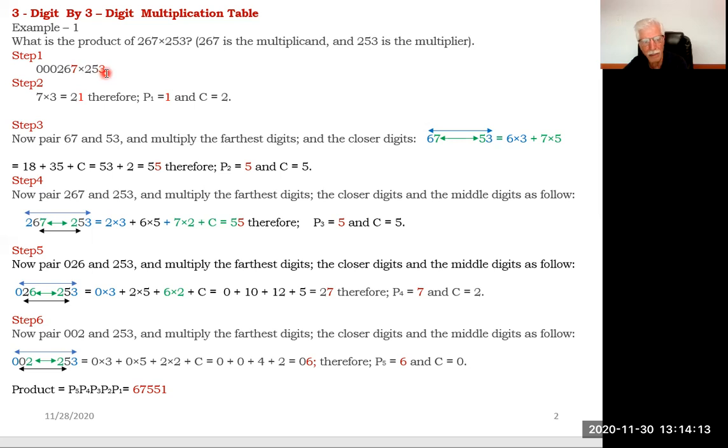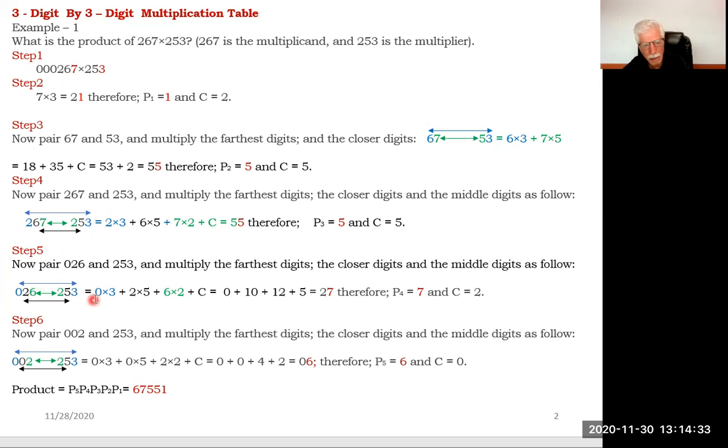It's not going to change. But this one keeps changing because we have 3 zeros here. So what we have here is 0, 2, 6, 253. We multiply the closer digits, middle digits, and the farthest digits.